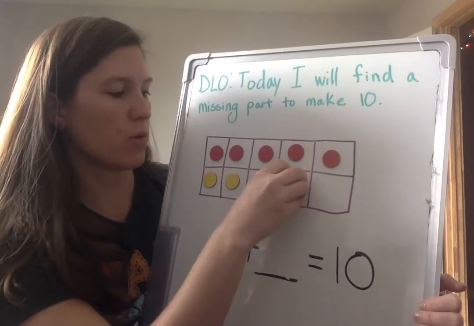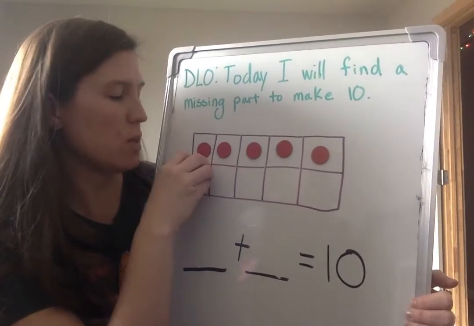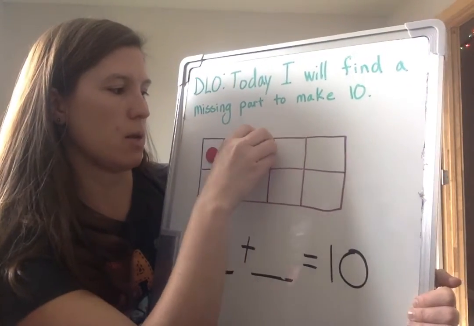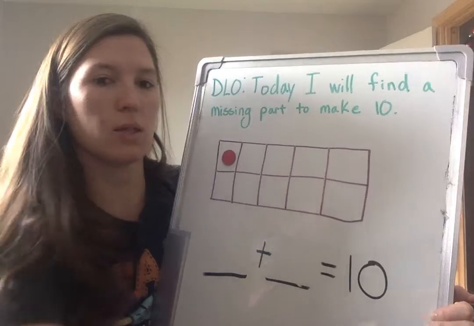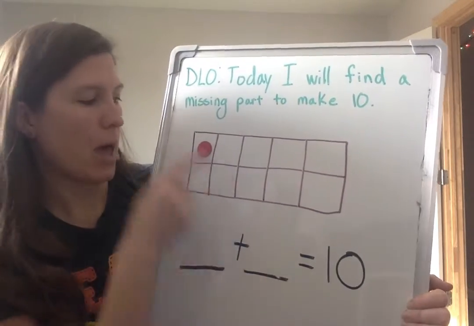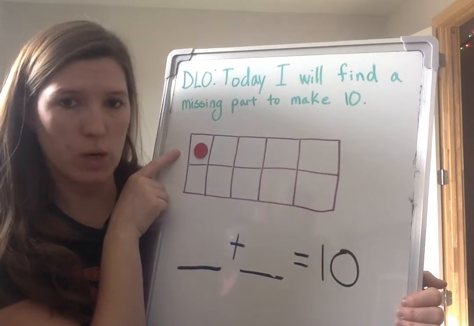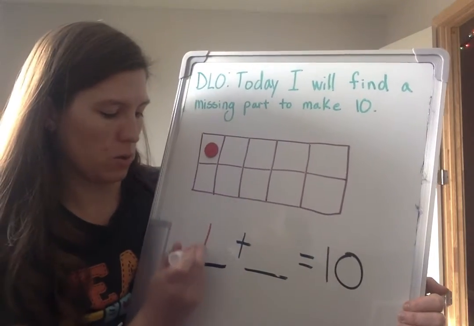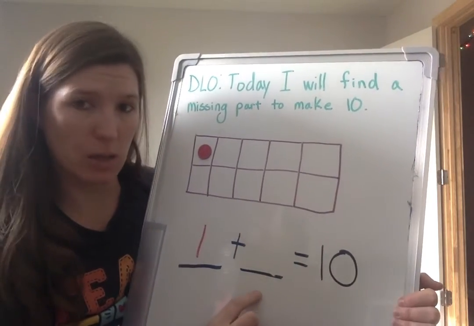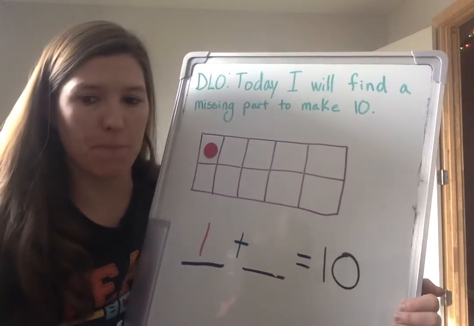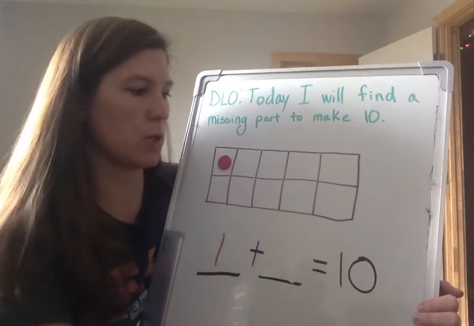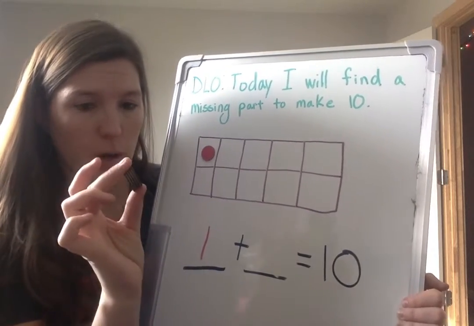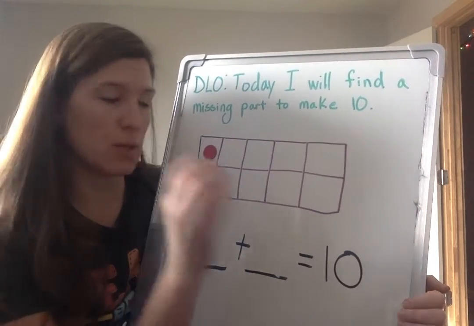Take my yellows off. We're just filling in the windows to find the missing part to make 10. Okay, let's start with this one. How many do we have? What do we know? We have 1 red. So 1 plus how many equals 10. We need to fill in the rest of the windows. So let's count the empty spaces with our yellow sides of the flippy chips.